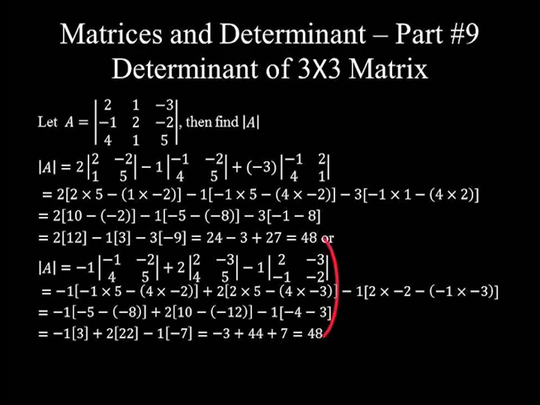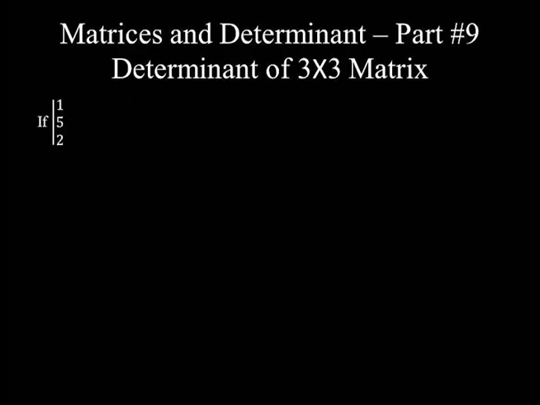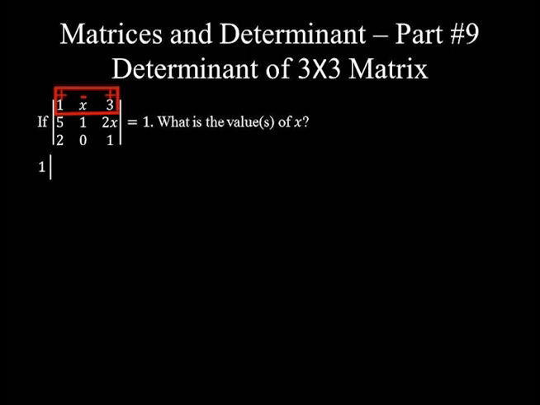Whichever row or column we use as the coefficients of the submatrices, the determinant has to be the same. That's 48. If the determinant of this 3 by 3 matrix is equal to 1, what's the value or values of x? Let's use row 1 elements as the coefficients of the submatrices. As usual, the sign of the first entry is plus, the second entry is minus, and the third entry is plus. Thus, the sum of the 3 2 by 2 matrices is 1 times the determinant of the first 2 by 2 matrix, minus x times the determinant of the second matrix, plus 3 times the determinant of the third matrix, which is equal to 1. Let us figure out the 3 submatrices.